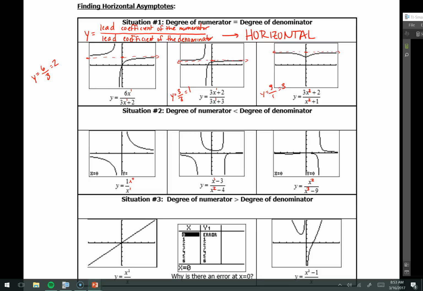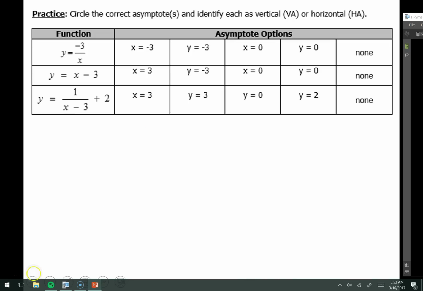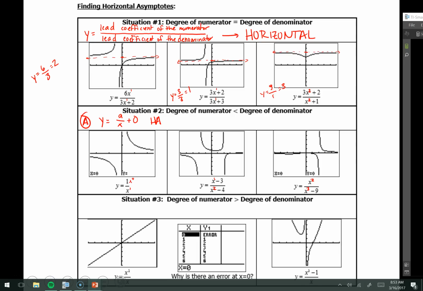So when this happens, we are going to have two options. The first option, option A, is that if our function's equation looks like this, some number over x, then we're going to use this plus 0 that's on the outside. The HA, or horizontal asymptote, is going to be at y is equal to 0.